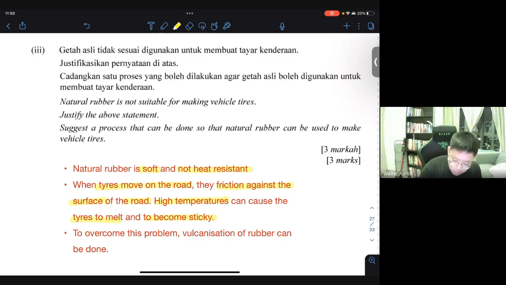So to overcome these problems, car tires are not natural rubbers. They are vulcanized rubber. So therefore, to overcome this problem, vulcanization of rubber can be done. Why? Because after you vulcanize the rubber, it becomes tougher. It becomes heat resistant. So it doesn't wear off that fast. I'm not saying that it won't wear off, but it won't wear off that fast. It takes much more time because it's more heat resistant. Doesn't melt that easily lah. That's what I'm trying to say. So the answer here will be all of that. If you answer them correctly, you should get 3 marks in total.